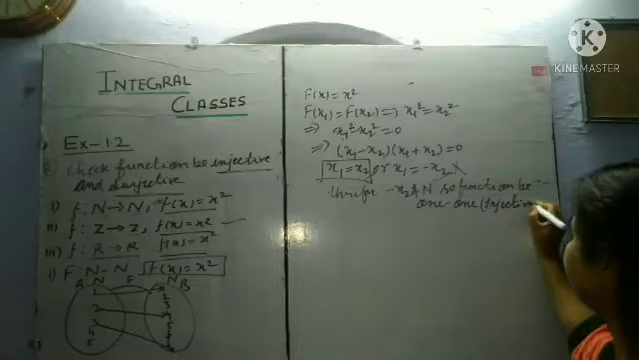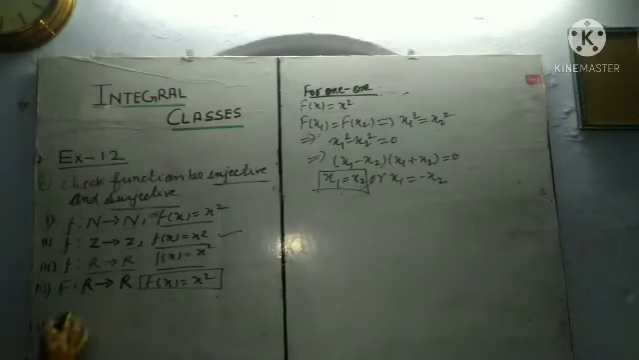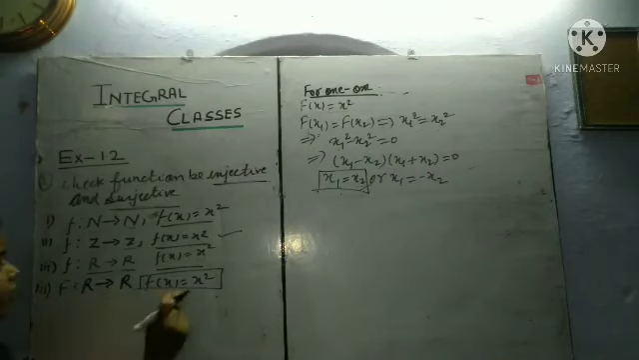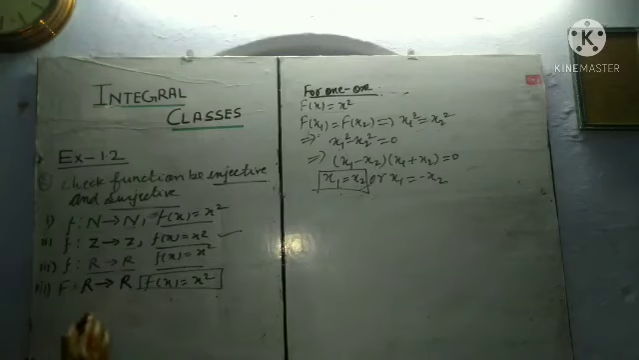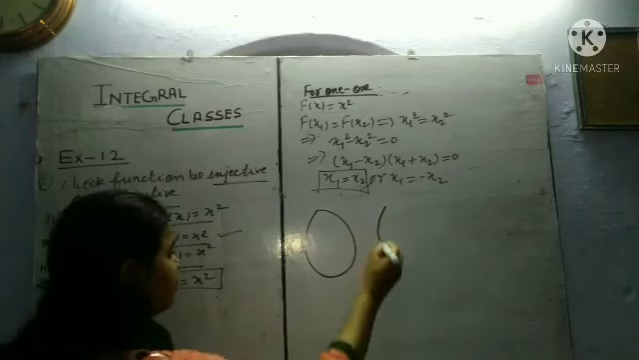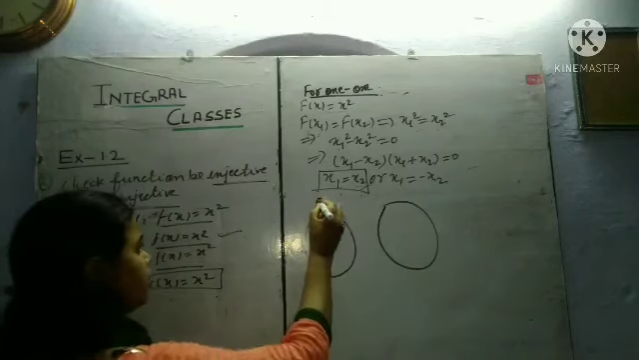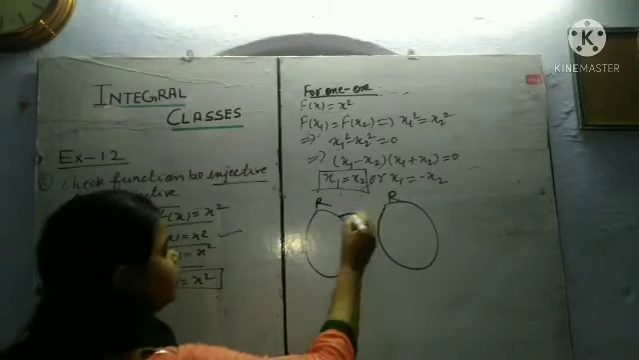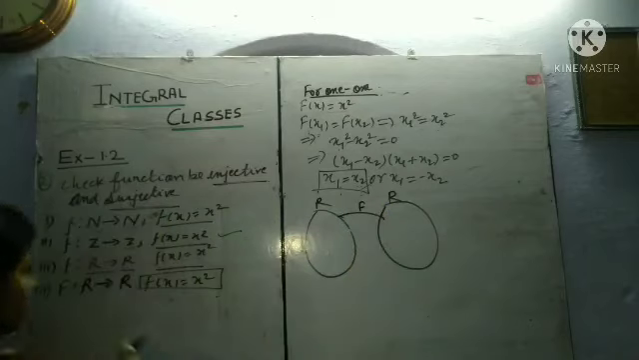Got it? Now the third part of question number 2: if f from R to R, where the function is defined from R to R, and f(x) is equal to x square. So student, again we will draw a Venn diagram. The function is defined from real number to real number.